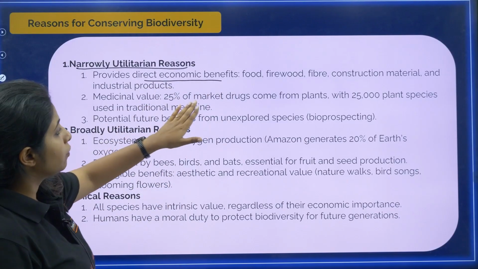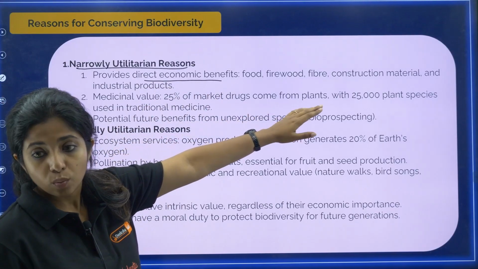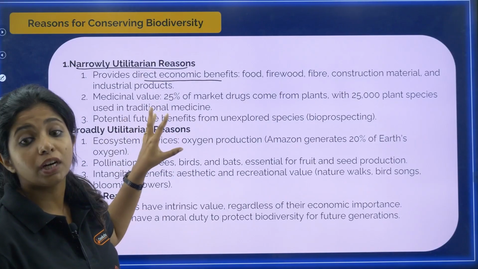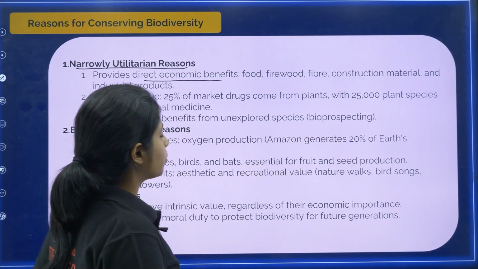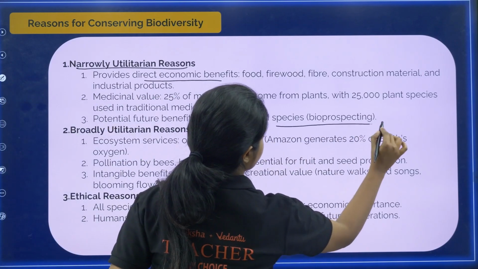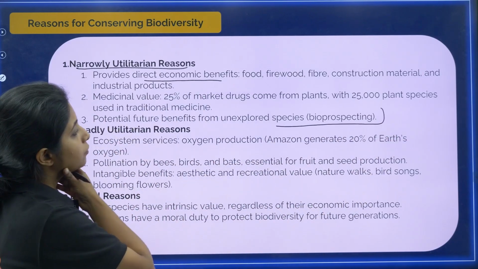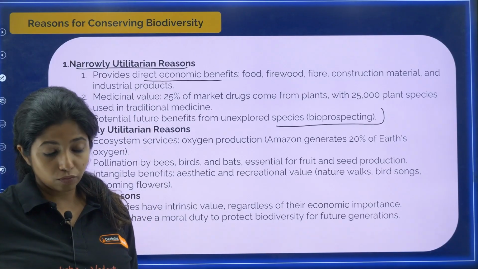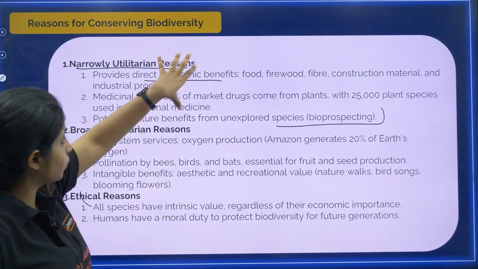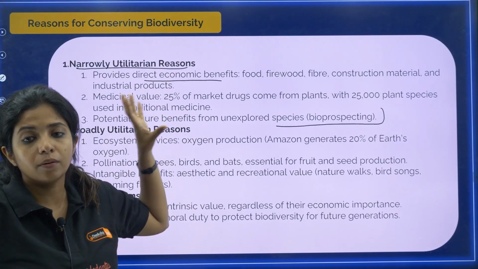So medicinal value: 25% of the market drugs come from plants, with 25,000 plant species used in traditional medicine. Potential future benefits from unexplored species are known as bioprospecting. Please remember this also. What do you mean by bioprospecting? The future benefits from unexplored species are known as bioprospecting. So we should be learning about that. Over here, I hope you got narrowly utilitarian reasons.